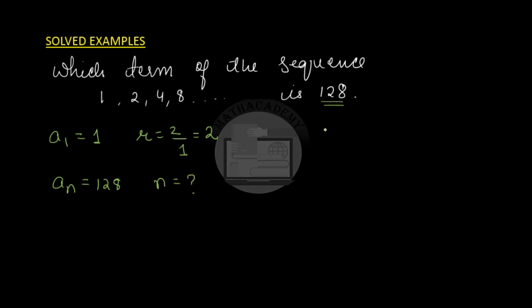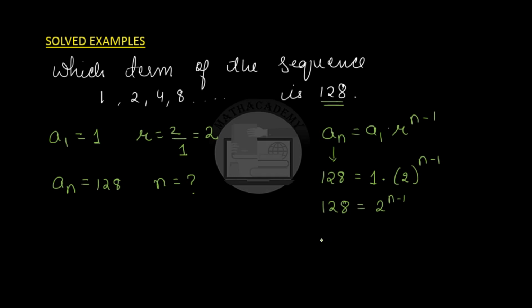Let us apply the formula. So a_n is equal to a1 times r to the power of n minus 1. Let us put in the values. So a_n is 128, a1 is 1, r is 2, to the power of n minus 1. This gives you 128 is equal to 2 to the power of n minus 1. If we prime factorize 128, we see that 2 to the power 7 gives you 128. So that's equal to 2 to the power of n minus 1.